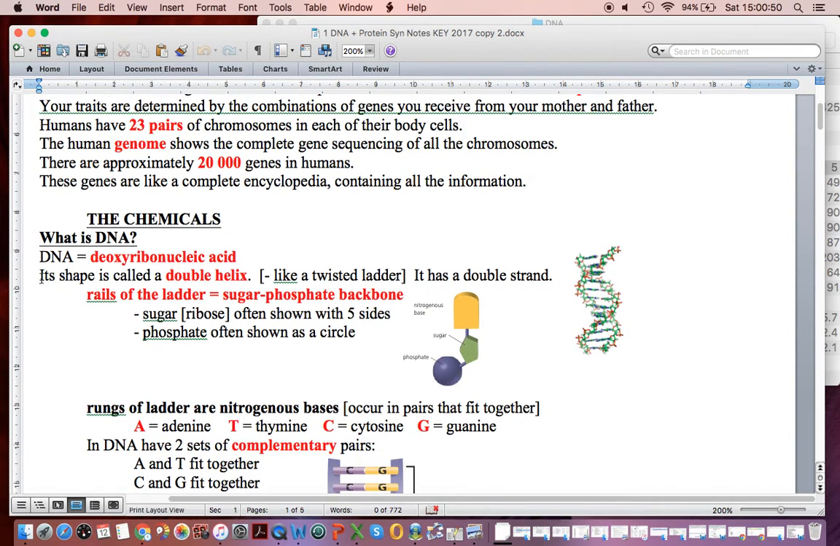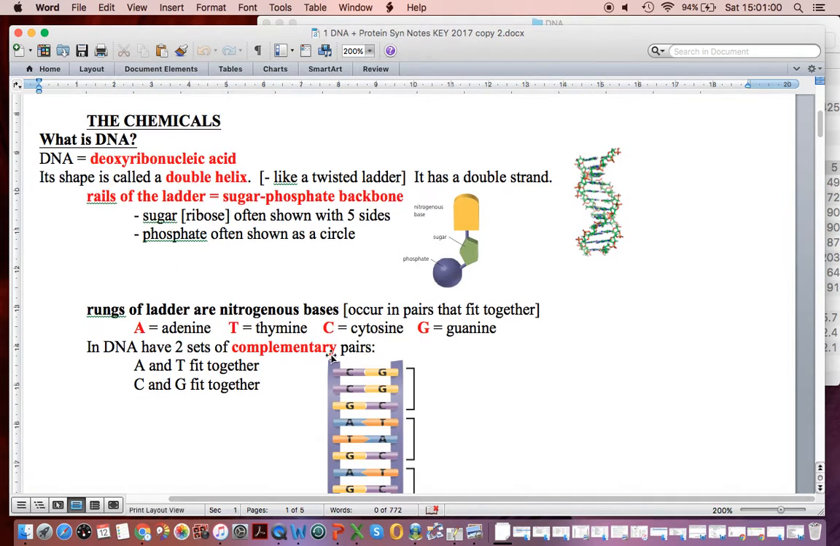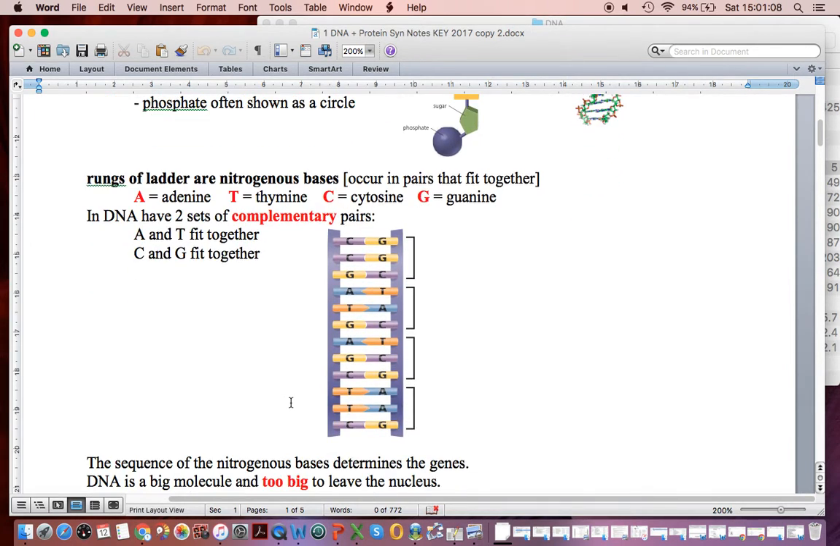Now we've talked about DNA already, and there's the fancy term, deoxyribonucleic acid, the double helix. The rails of the ladder are the sugar phosphate backbone. And we have the A's, T's, C's, and G's. A and T are complementary, that means they fit together, and C and G are complementary, fitting together.